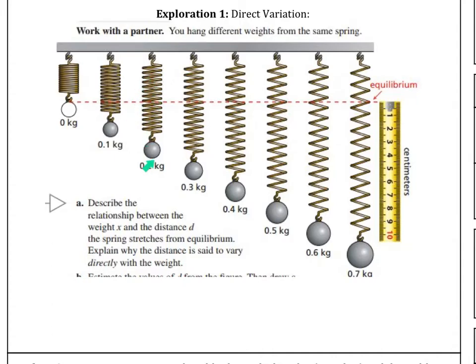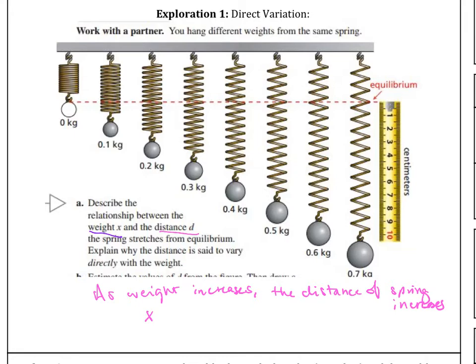And then as you add a little bit more weight, the distance gets larger, and more weight, distance gets even larger. So what we can say is that the relationship between the weight x and the distance d is that as the weight increases, the distance of the spring also increases. So let's just call that x. As x increases, and then instead of calling the distance d, we'll call it y, increases. Okay, distance is y.